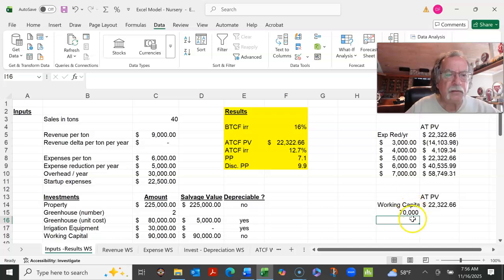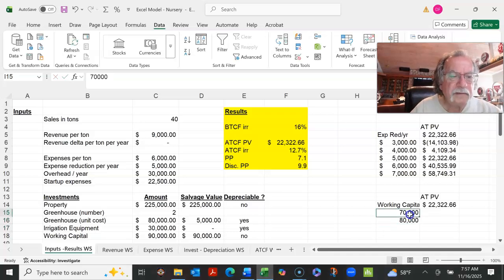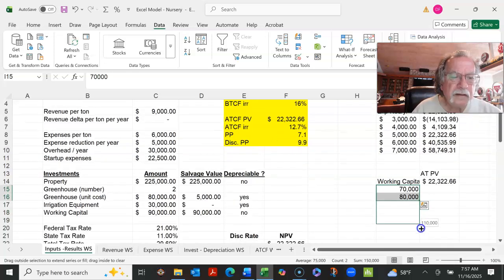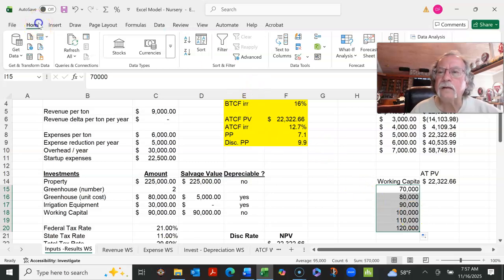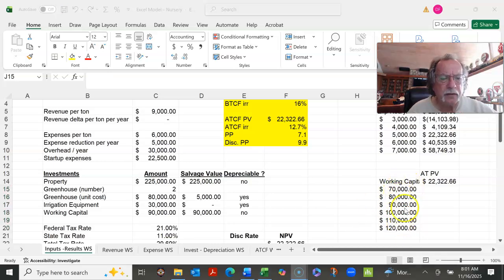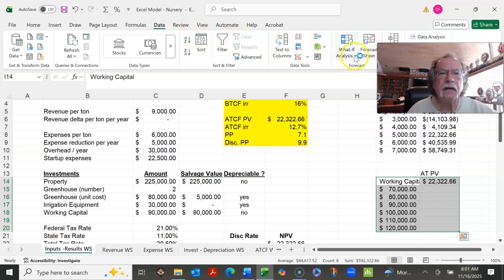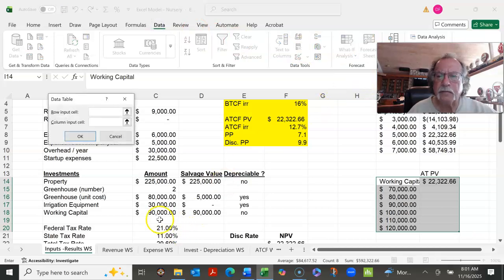So if we're better than we thought we were going to be, 30,000. And I'll turn those into dollars. So now we have our variables here that we're going to put in. We highlight this range, data, what if analysis, data table, and our column input cell is going to be the working capital number.